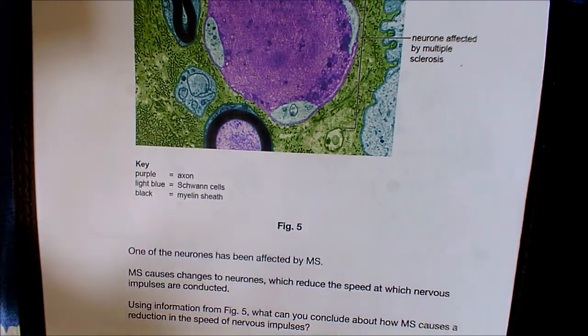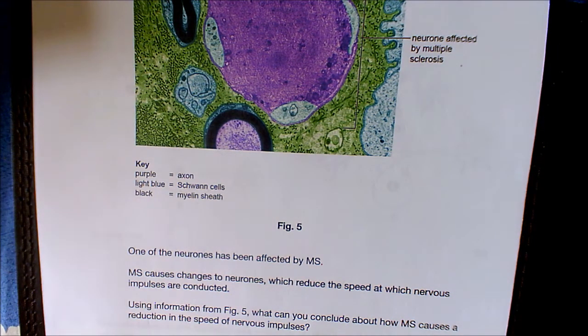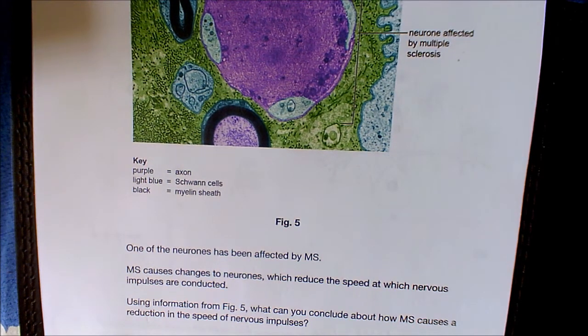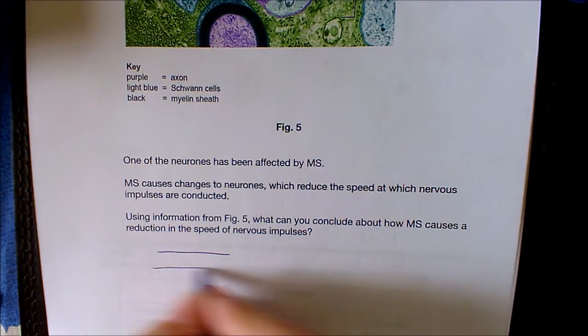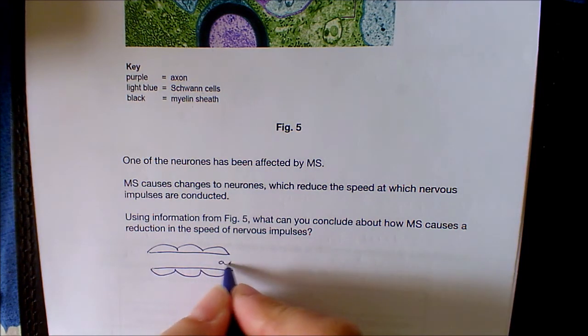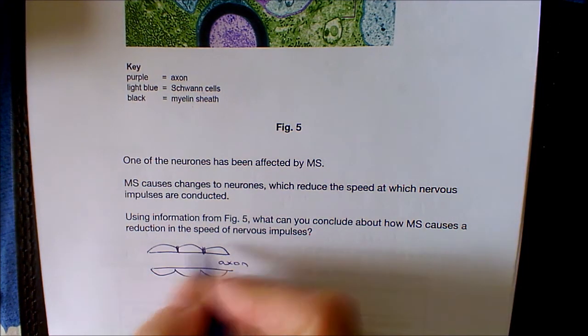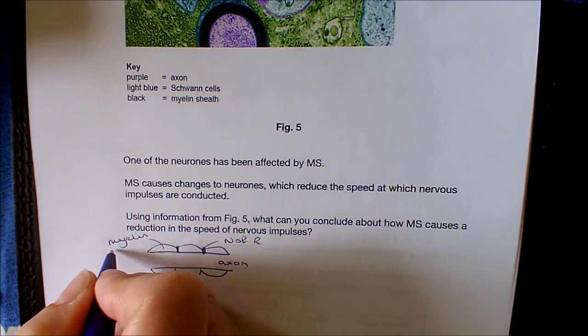So the question says, one of the neurons has been affected by MS. MS causes changes to neurons which reduce the speed at which nerve impulses are conducted. Using information from figure 5, what can you conclude about how MS causes a reduction in the speed of nerve impulses? So let's just write down first what we know about the speed of impulses. Ordinarily in mammals, we have our axons. Here's our axon, and we have our nodes of Ranvier there, and we have our myelin sheath there.